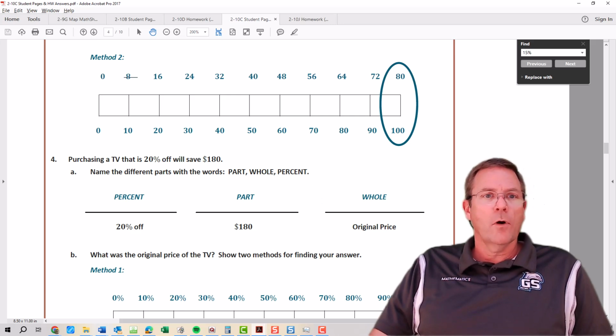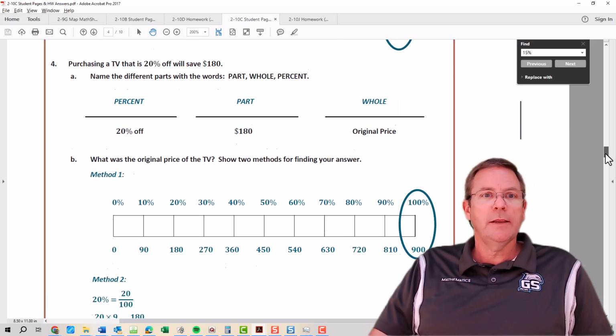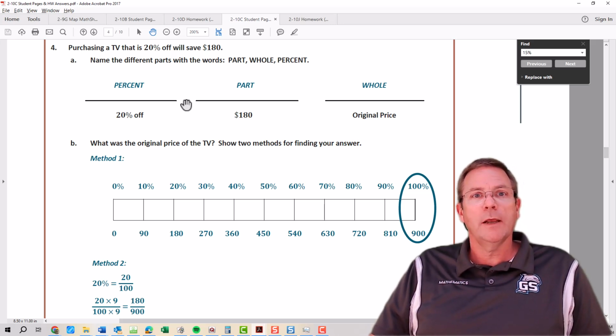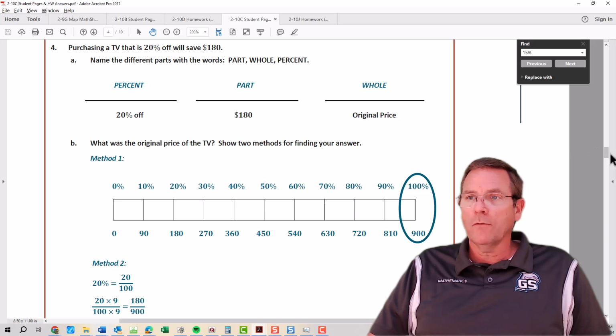For question 4, purchasing a TV that is 20% off will save $180. Name the different parts with the words part, whole, and percent. Well, the 20% off, that's going to be your percent. The $180, that's the part saved, and the whole, that's going to be your original amount. Then they solved it two different ways.